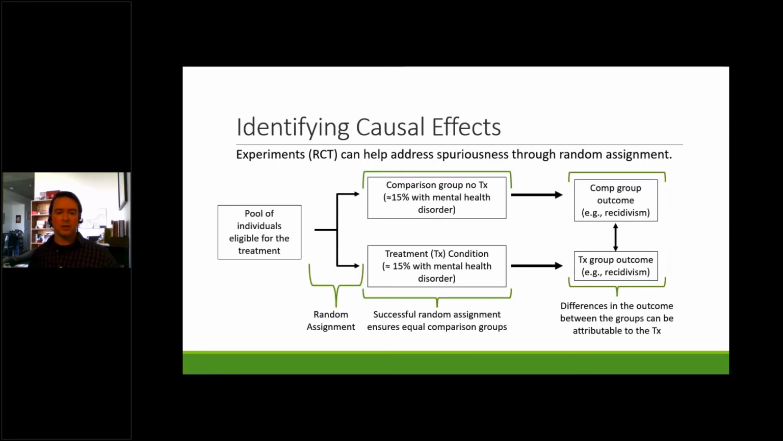The gold standard to isolating the effects of treatment and methodologically controlling for spuriousness is through random assignment, or what's known as the randomized controlled trial. This slide provides a basic breakdown of the flow and expected outcome of a successful RCT. In a properly executed RCT, there is no association between the potential outcome variables and the assignment to the treatment. Moreover, the problematic factor we just identified, having a mental health disorder, would be equally present in both the treatment and comparison groups if the RCT is successful.